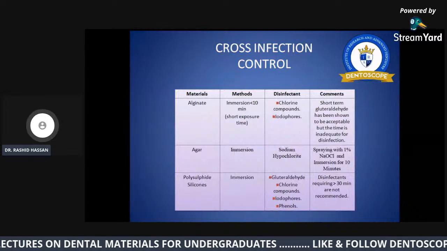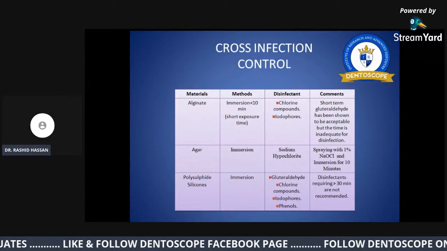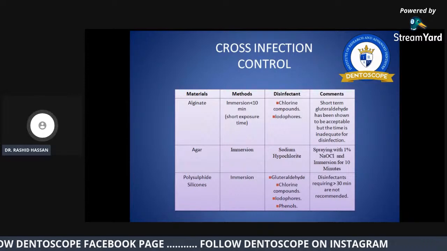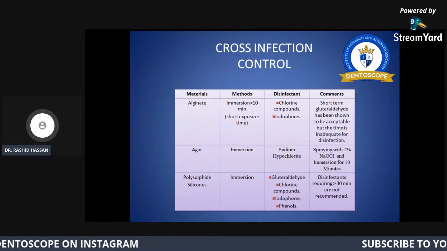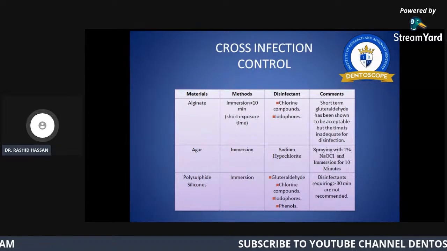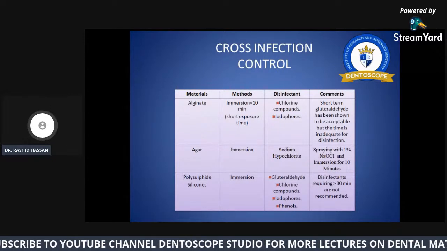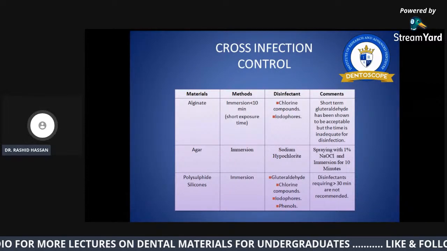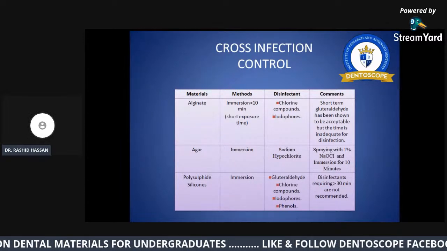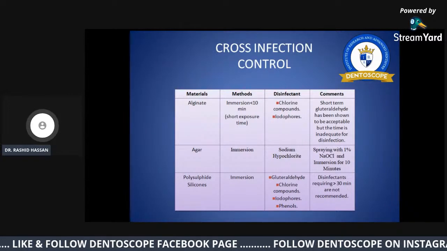I have made a table of each and every impression material, so that it could be very easy for you to remember. Here you can see the impression material in the first column, then the method by which it is disinfected, then the third one, the disinfectant which is used, and then the fourth one, any comments or any extra care that you need to take. So these are the four categories under which I have discussed all the impression materials.